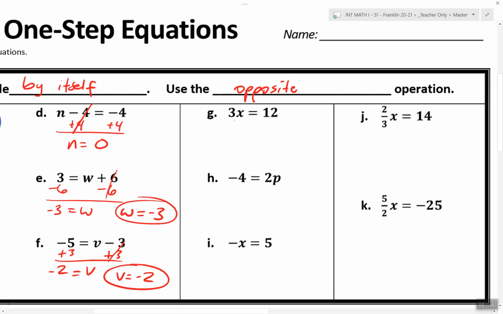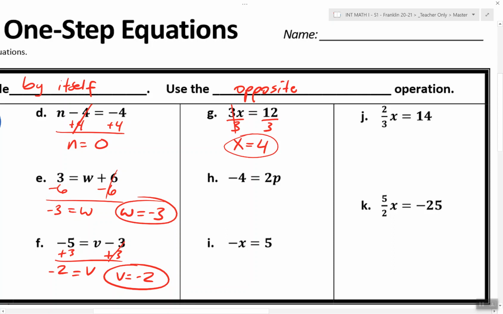So part G says 3x equals 12. Now that 3x, that means 3 times x. So we're going to divide for the opposite operation. Divide by 3. 3 divided by 3 is 1, so x, 1x, or just x, equals 12 divided by 3 is 4. And there's your answer.